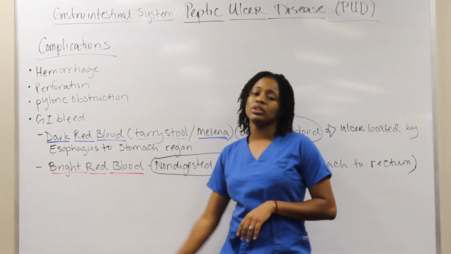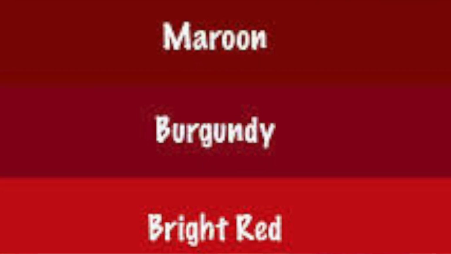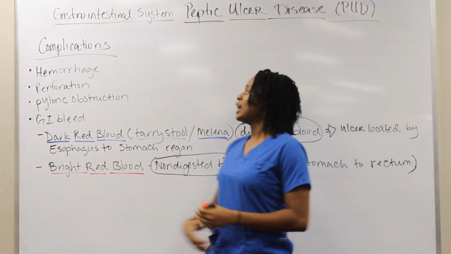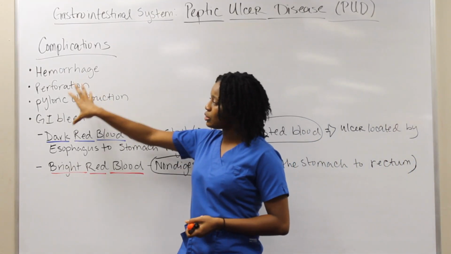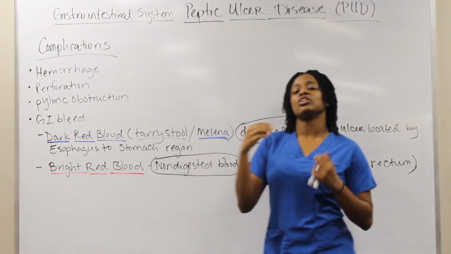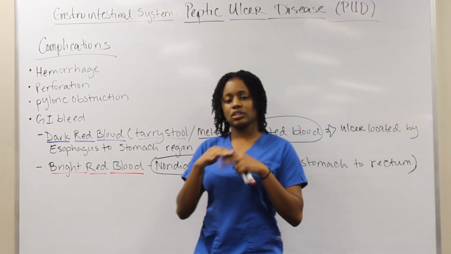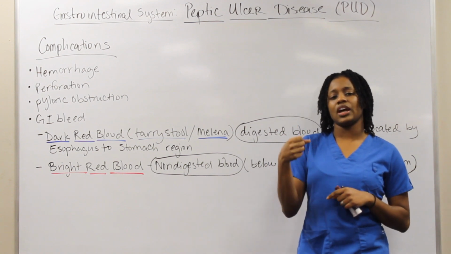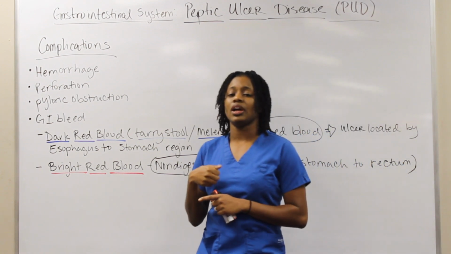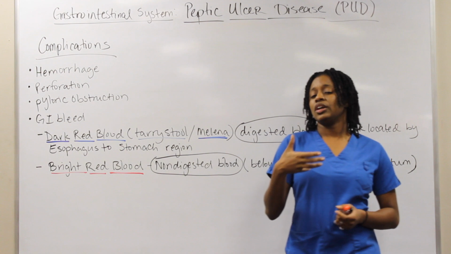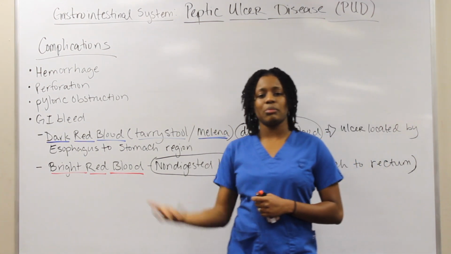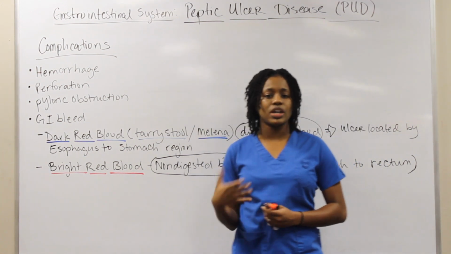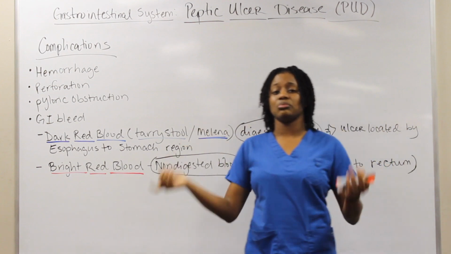So dark red blood and bright red blood gives you an idea of where the ulcer is located. And the reason for the bleed, again, remember that layer has been eroded. So there is going to be blood in that area. There is going to be damage in that area, and if it is irritated by food, by medication, by stress, it will then go ahead and bleed.